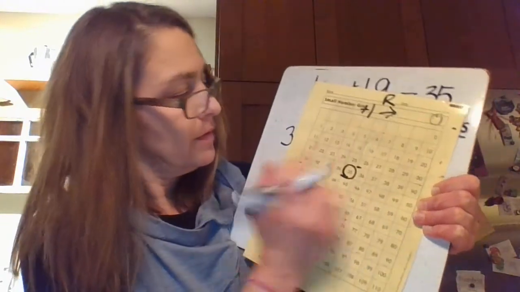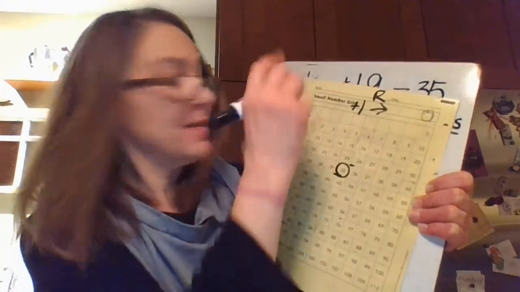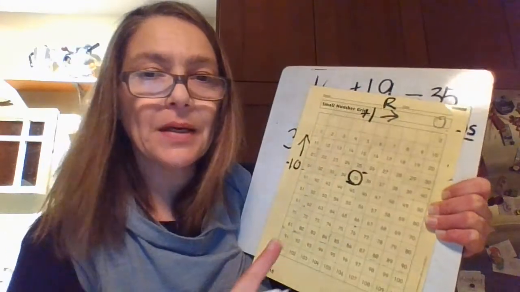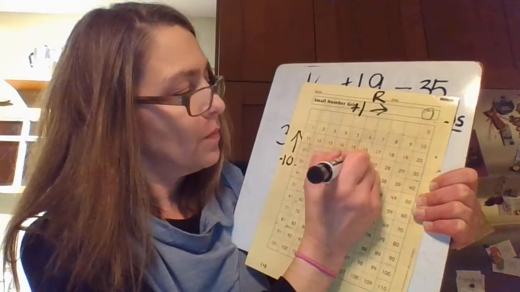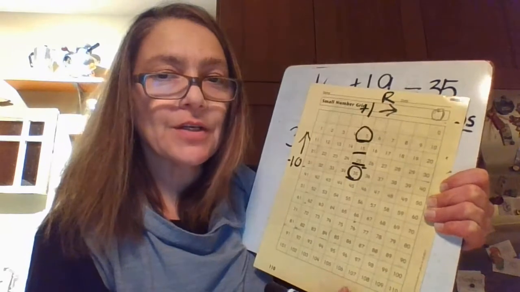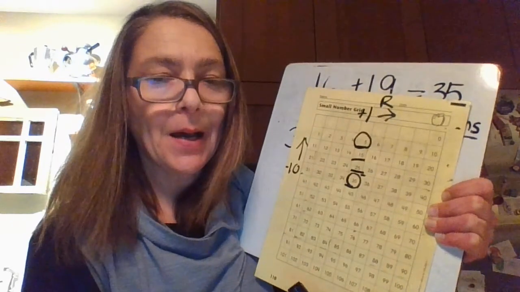So we need to go to 35 and we need to go back 30, and back is this way. Minus 10 is going this way on the number grid. 1, 2, 3. 5 chickens will not have a nesting box.